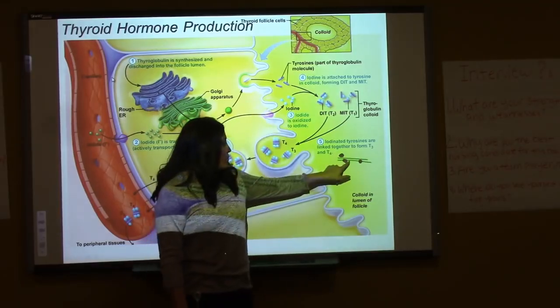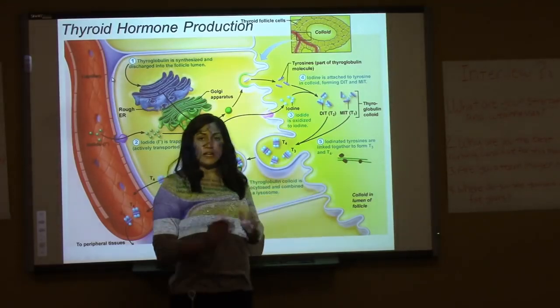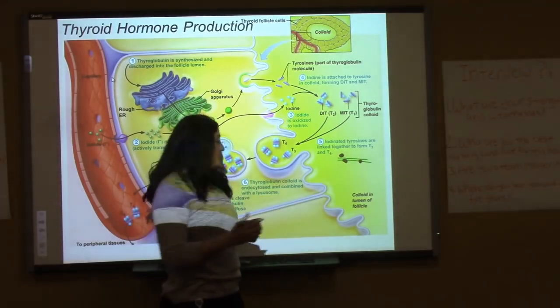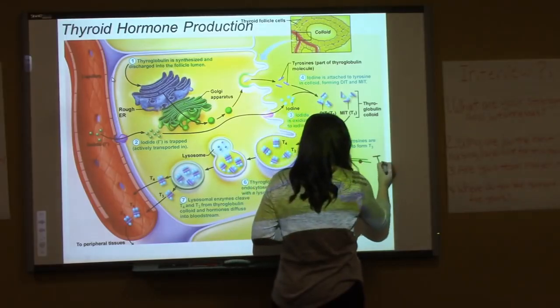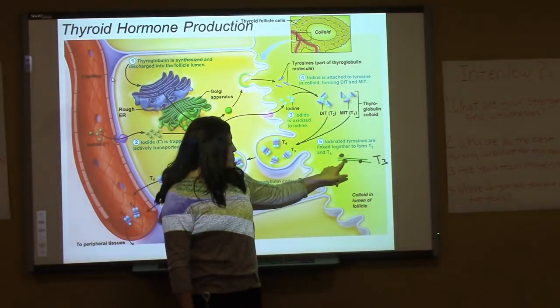So up here, this is MIT, right here, this is DIT. When an MIT and a DIT come together, it gives you the hormone T3. Why is it called T3? Because it has 3 iodine molecules. 1, 2, 3.